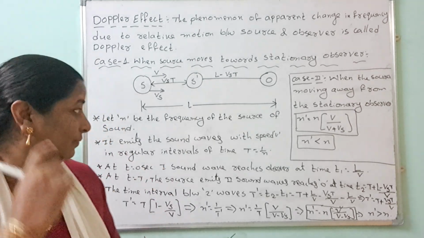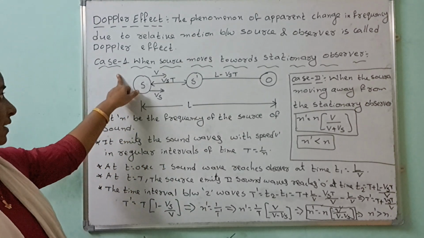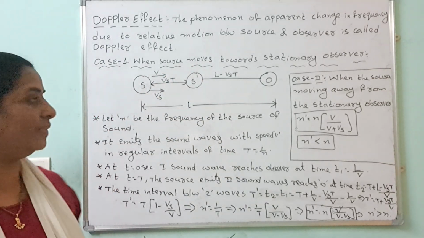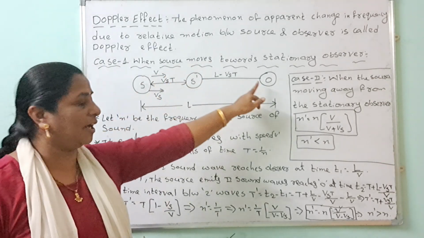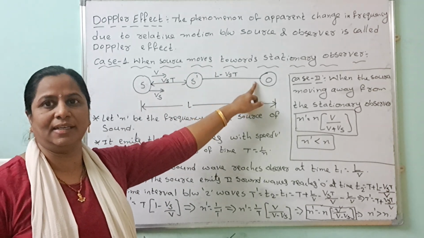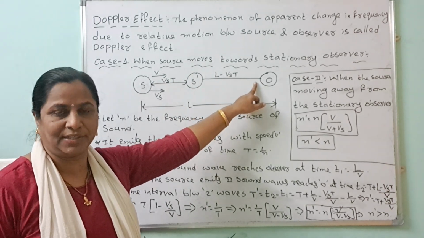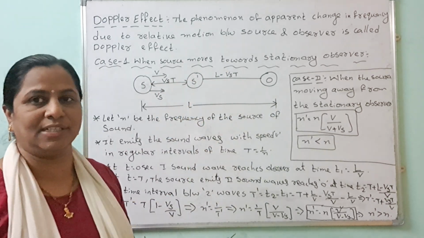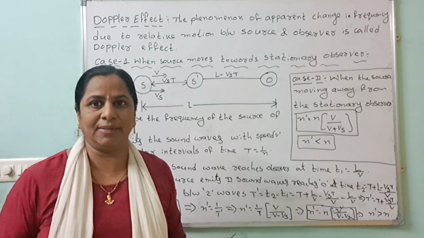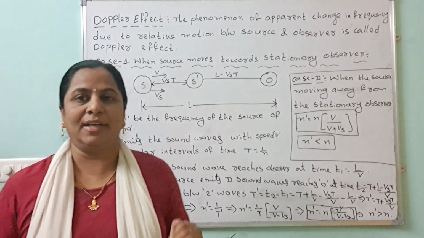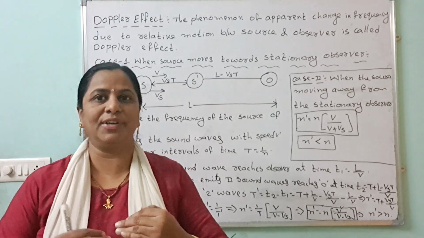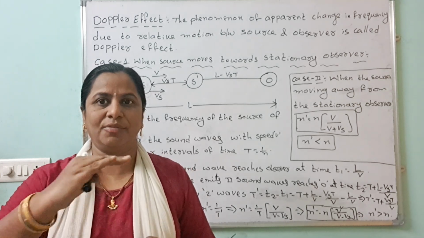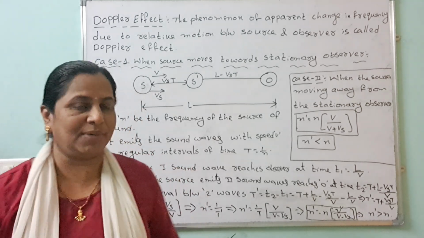So in this first case we are taking when the source moves towards the stationary observer. This is the source, this is the observer, and clearly the observer is at rest and the source is moving towards the observer. What about that frequency? We have to find out. Simple thing: you are the observer, and I am the source and I am moving towards you. First I am standing here, I am speaking with you, the sound waves reach you. How much time will it take?